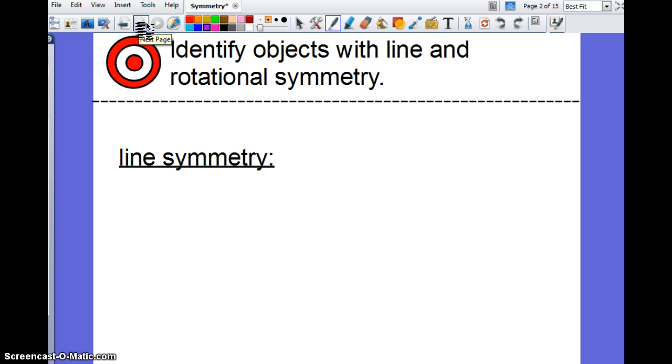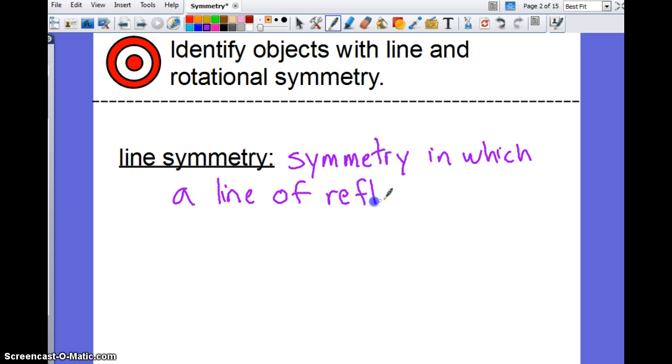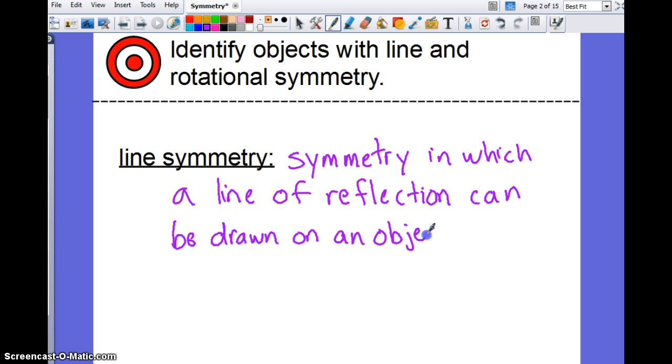All right, so we're going to learn about two different kinds of symmetry today. There's line symmetry and there's rotational symmetry. Line symmetry, I'm pretty sure you've already learned about before. It is symmetry with a line of reflection drawn on an object. So this is your traditional symmetry.